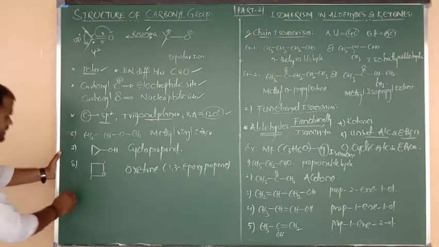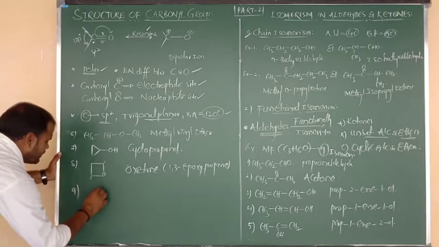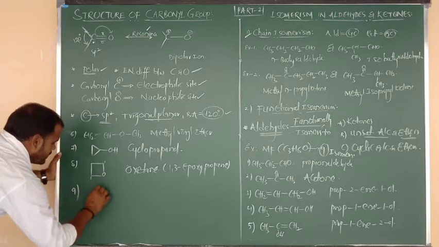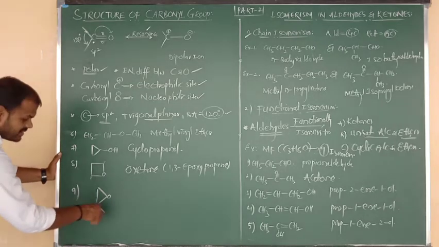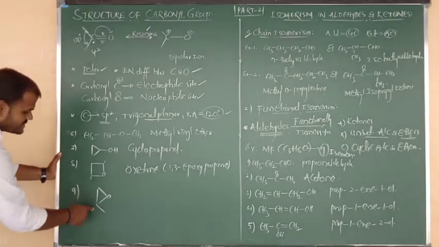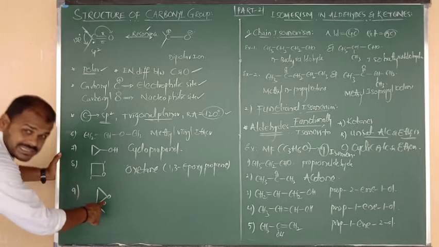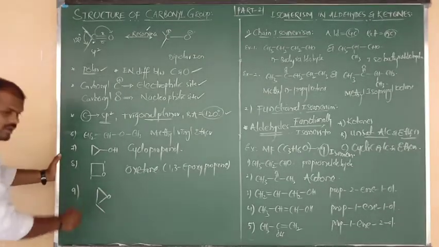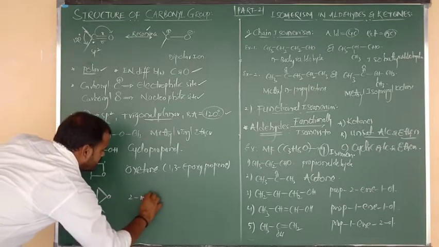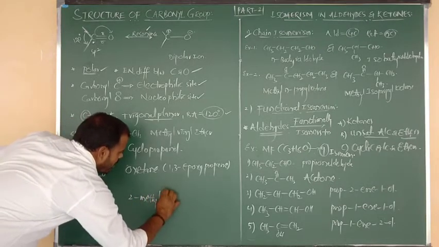1,3-epoxypropane. Next one is again a 3-membered ring, but suppose it is connected to a methyl group. 1, 2, 3 carbon. Okay, 3 carbon. It is also a cyclic ether, COC, looking like oxirane. Yes or no? But which oxirane? This is first carbon, second carbon. 2-methyloxirane.